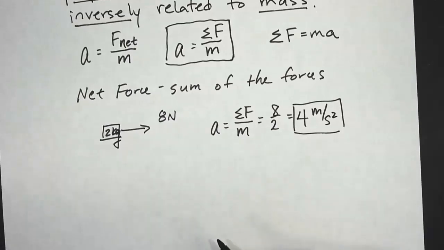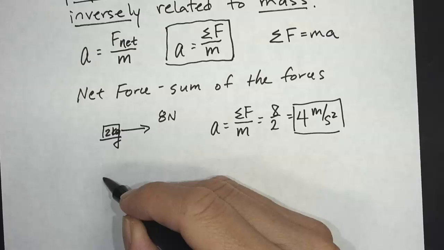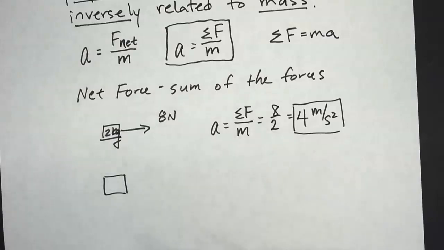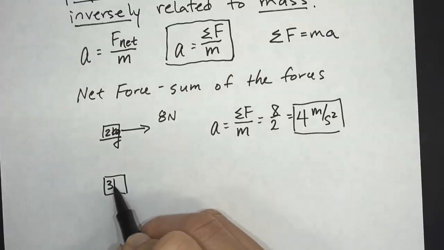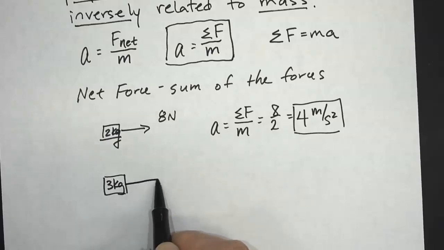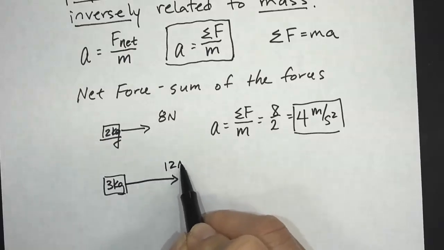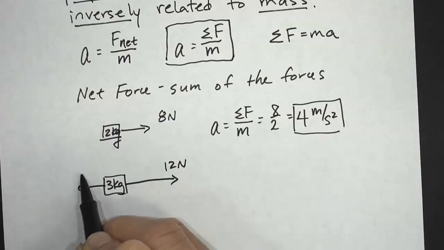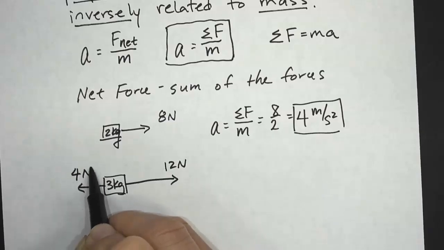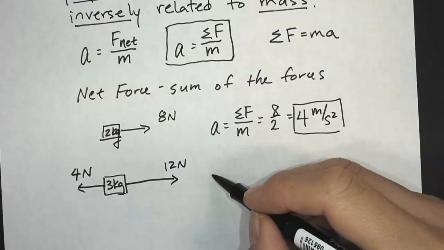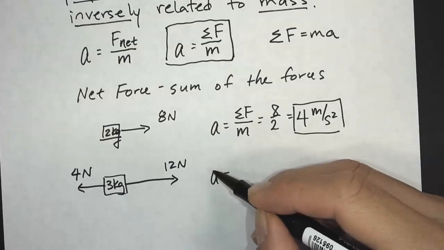Okay. Next, let's take a look at an object where we have more than one force. This is a 3 kilogram object. It's being pulled to the right with 12 newtons, and to the left with a force of 4 newtons. To calculate the acceleration, we first need the net force.